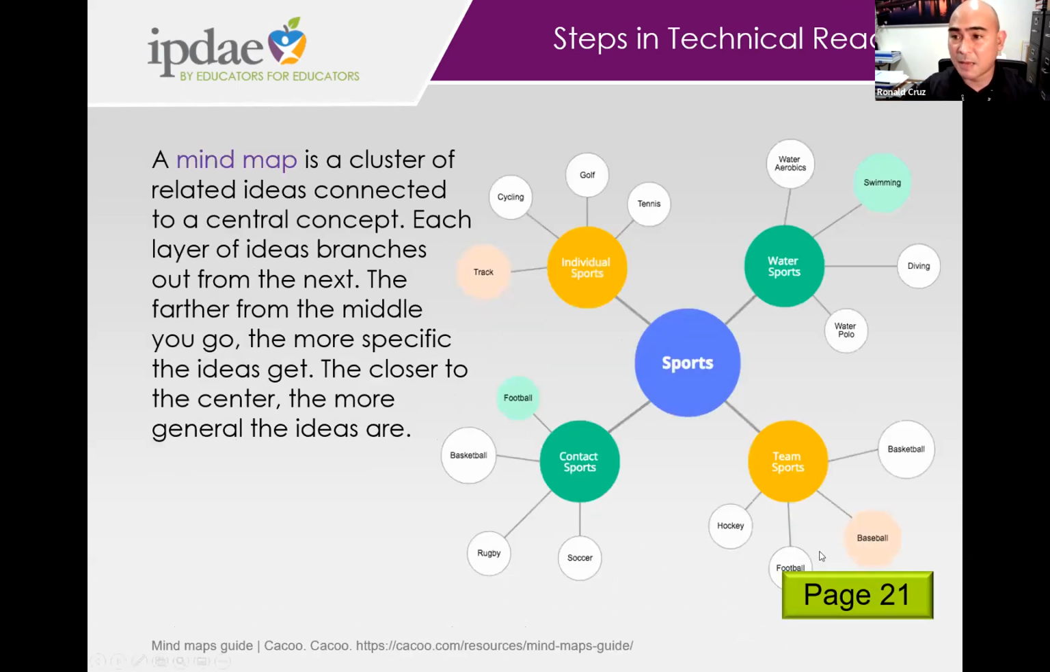So what is a mind map? Here's an example of a mind map where it shows just the branching of all the ideas that they've read within the text.